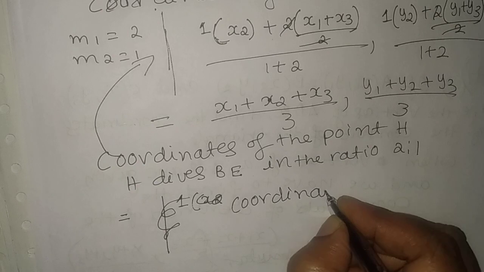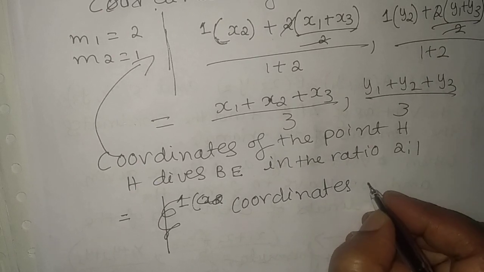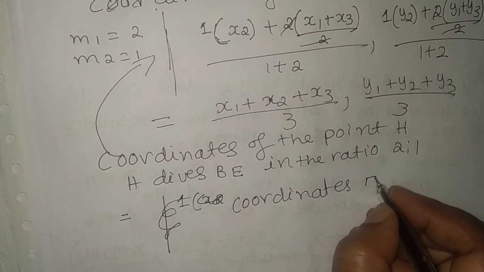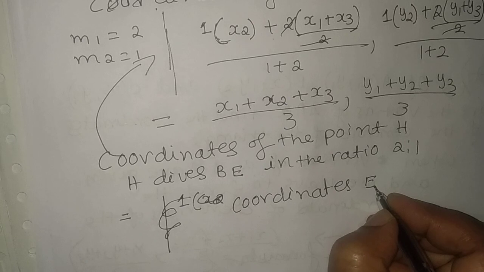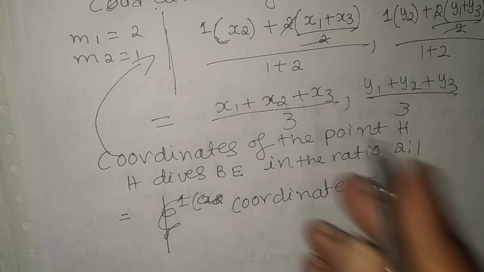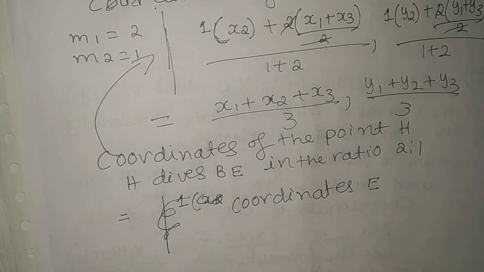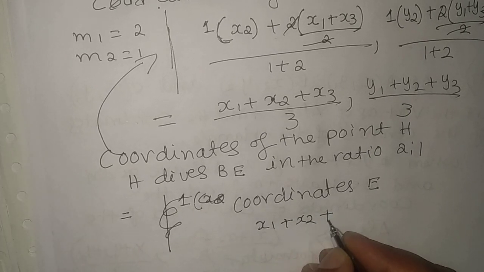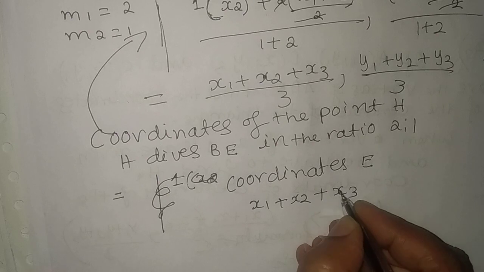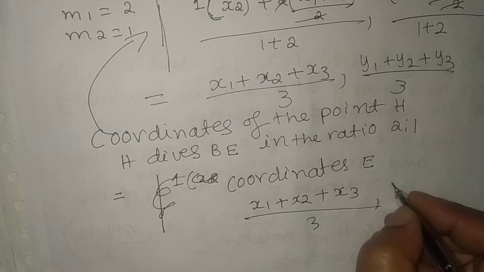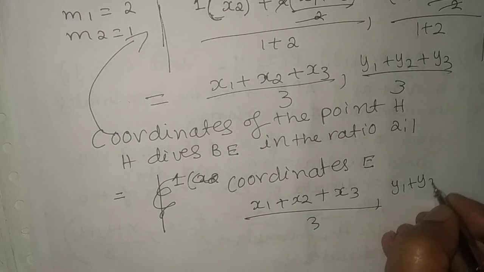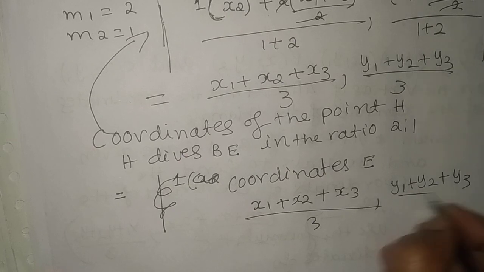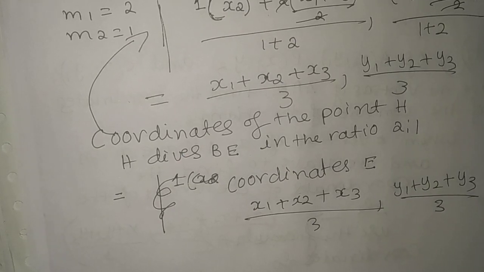But the coordinates for E will be same thing, x1, x2, x3. So x1 plus x2 plus x3 by 3, then y1 plus y2 plus y3 by 3, coordinates of E.